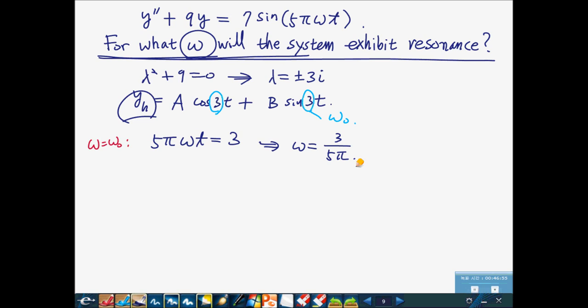If you have to get y_p, you already know that, right? Cosine 3t plus t sine.